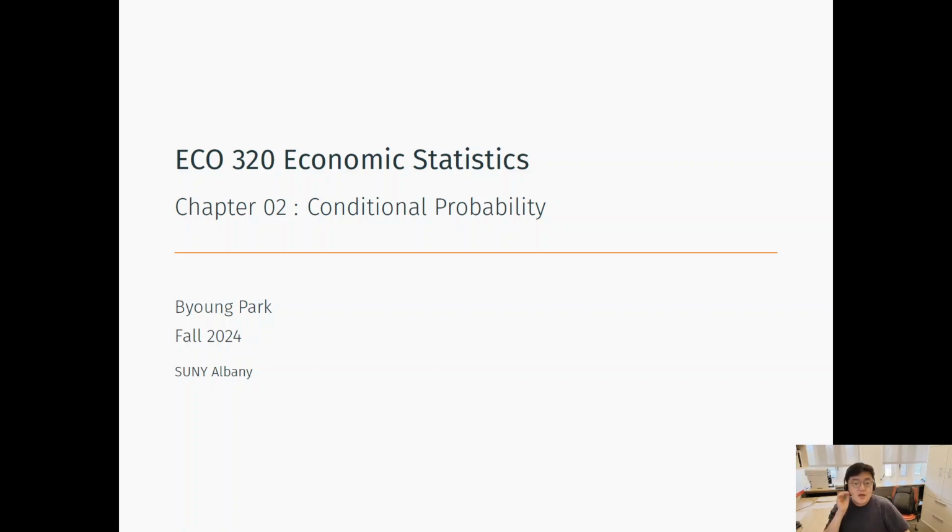So, we are going to study conditional probability in this chapter. It's a kind of continuation from chapter 1. I believe all of you have finished chapter 1, but in case you didn't, please finish it first, okay?